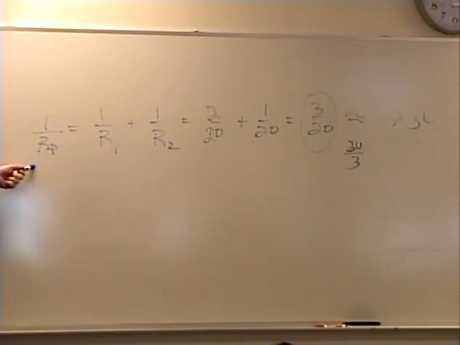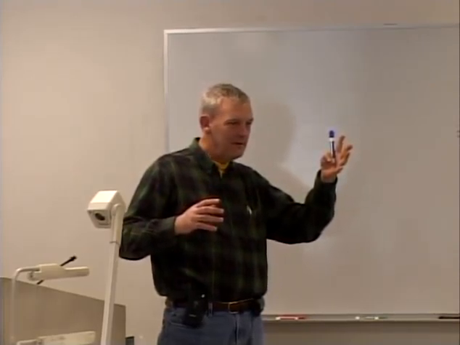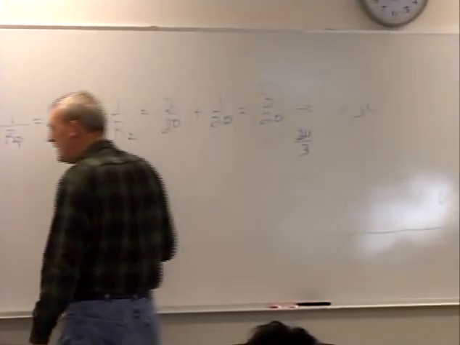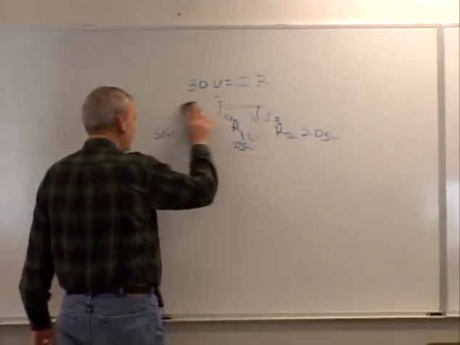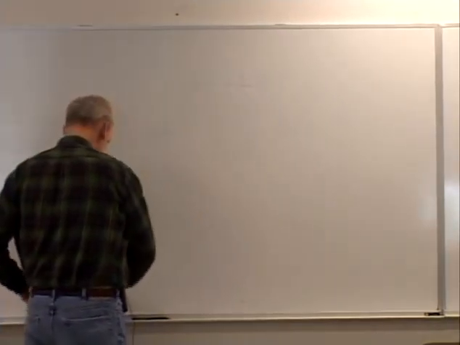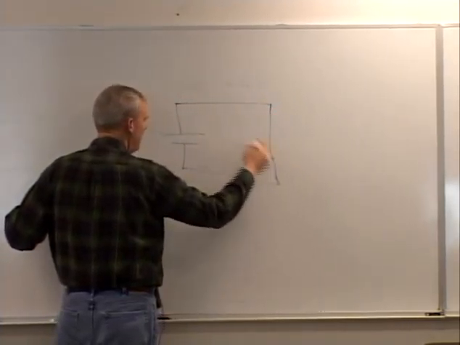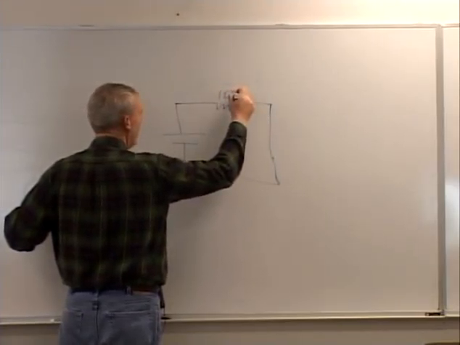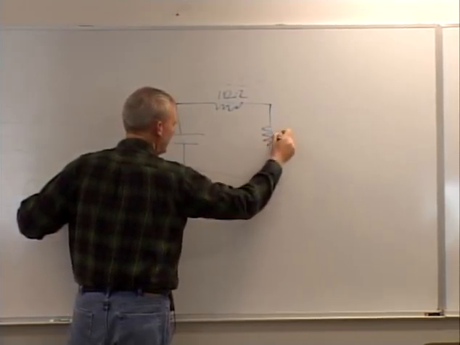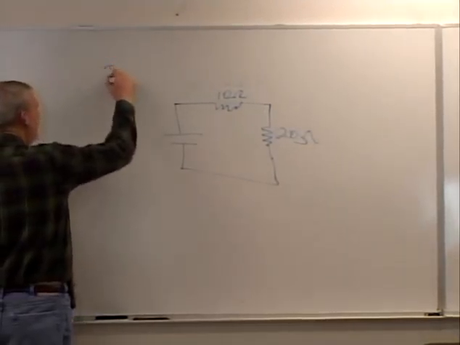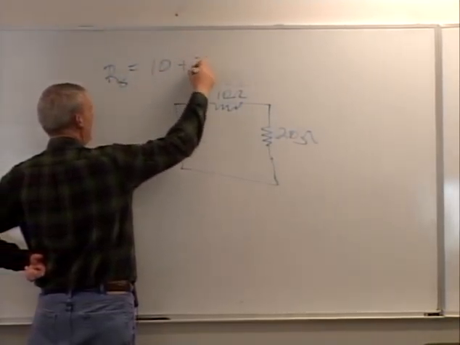Okay, now notice what happens when we put things in parallel. The total resistance is smaller than the smallest resistance we started with. It's a weird thing, but it helps us ramp up the amperage. The amperage goes up. All right? So let's put these two in series and see what happens. Let's do the same circuit here, except now I'm going to put 10 ohms and 20 ohms in series. Now, what's the total resistance here? RS is 10 plus 20, which would be 30 ohms.